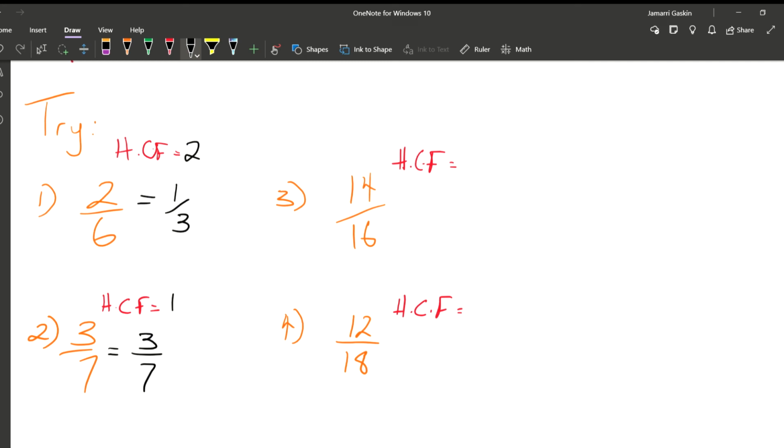For number 3, your HCF should have been 2. So you divide both 14 and 16 by 2, and you get 7 over 8. And for number 4, your HCF should be 6. So you divide both 12 and 18 by 6, and you should have gotten 2 over 3.